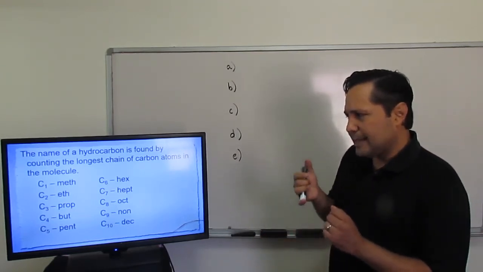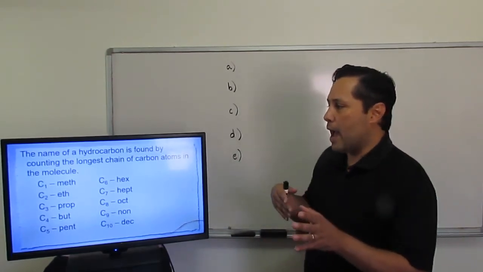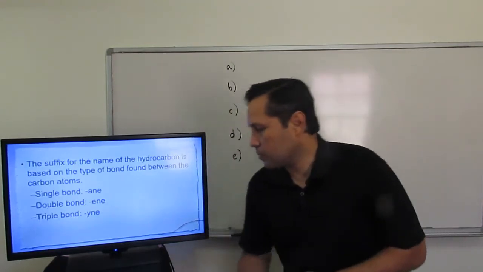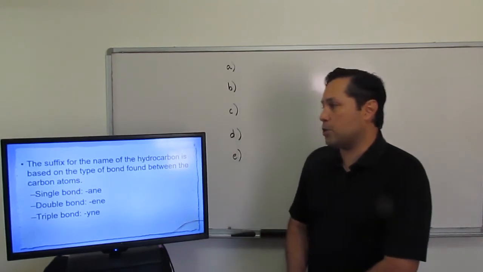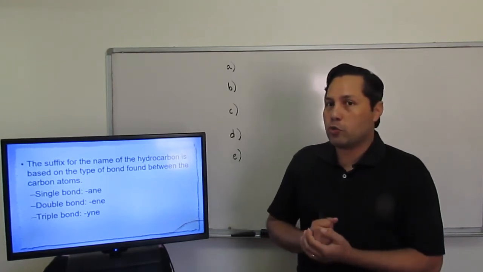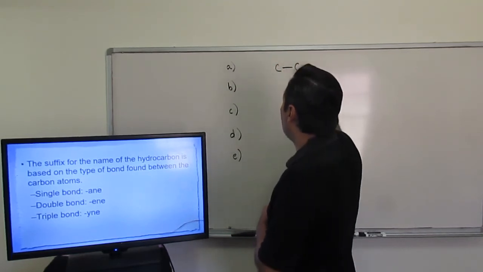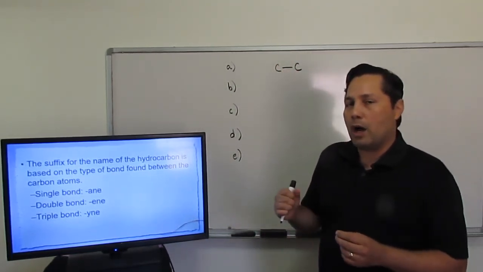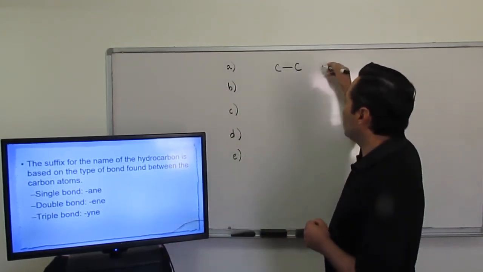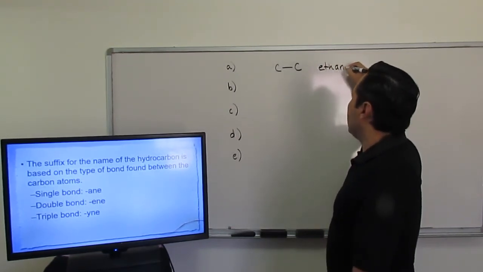So, that's just a piece of it though. We're going to add a suffix at the end as well, and we're going to add a prefix to some of them, but not all. So let's start with the suffix. The suffix for the name of hydrocarbons is based on the type of bonds found in between the carbon atoms. So for example, if we only have 1 bond in between the carbon atoms, so here's a carbon, there's a line representing the bond, that is ane for a single bond. So for example, 2 carbons would be eth, and then I would add the ending, the suffix ane.